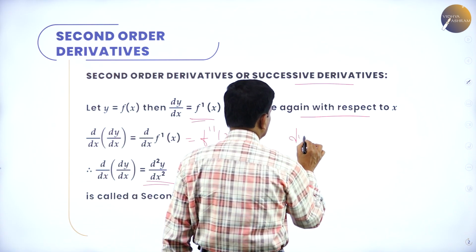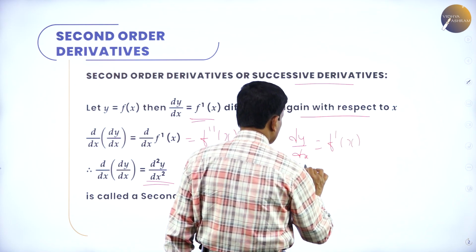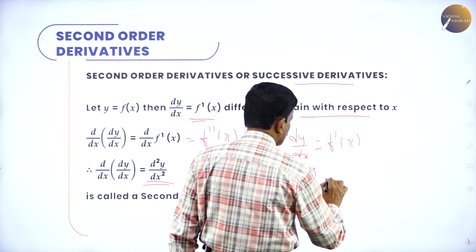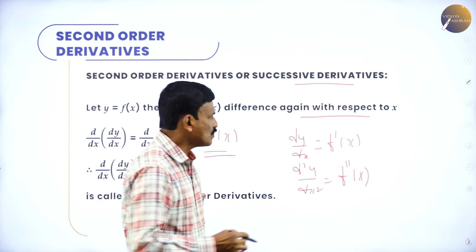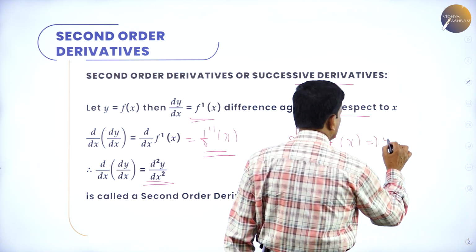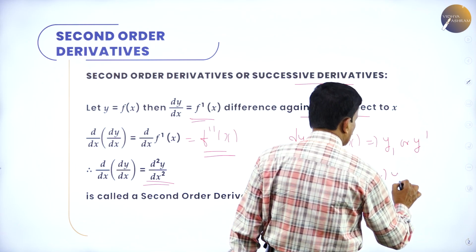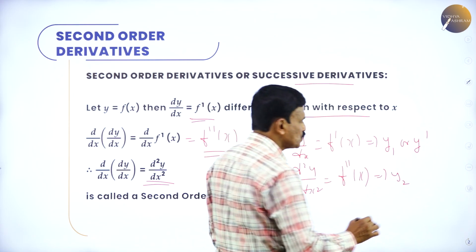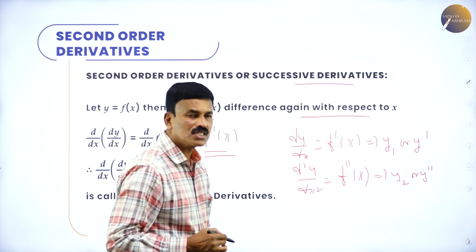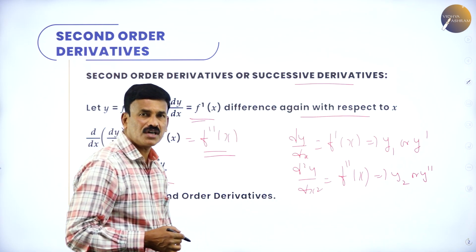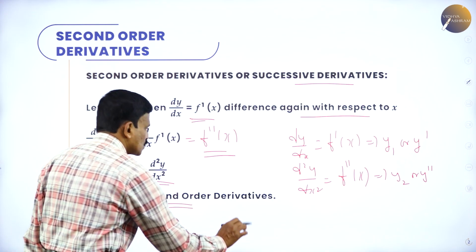If you differentiate a function one time, you will get the first derivative. If you differentiate again, you will get the second derivative. d square y by dx square is equal to f double dash x. The first derivative can also be denoted as y1, or it is also equal to y dash. The second derivative can also be written as y2, or it is also equal to y double dash. This is how we are going to represent a second derivative.